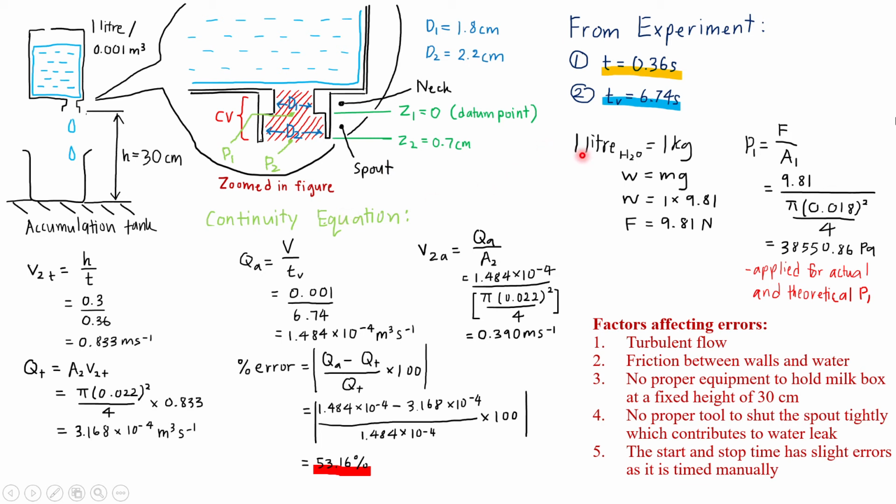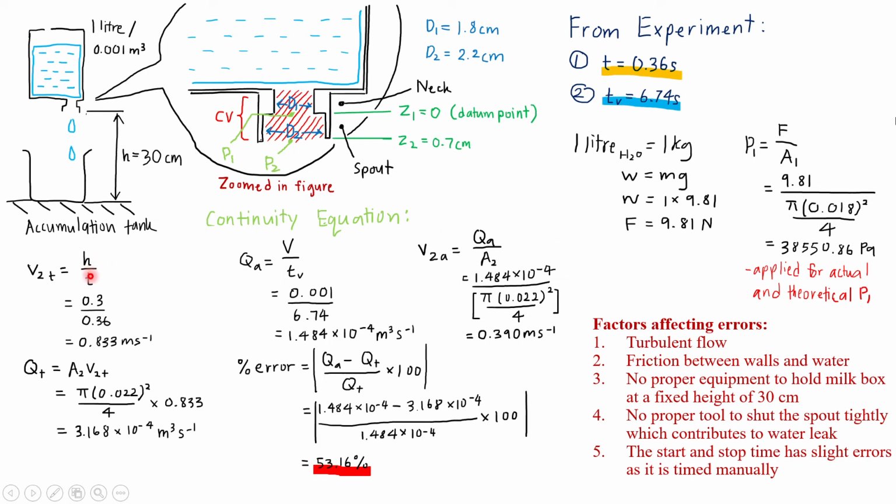And we are able to know that 1 liter of water is actually equal to 1 kilogram. And with the mass, we are able to find weight by multiplying it by gravitational acceleration. And weight is also equal to force, and therefore it is 9.81 newtons. With the force, we will find pressure at point 1 using the formula, and this is the value for P1 that can be applied for actual and also theoretical P1 value.